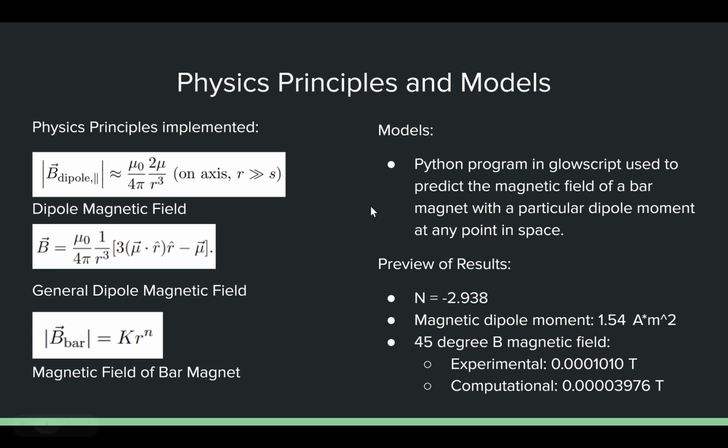For the model, we used a Python program in GlowScript, and we used that to predict the magnetic field of a bar magnet with a particular dipole moment at any point in space. Below is a preview of our final results.